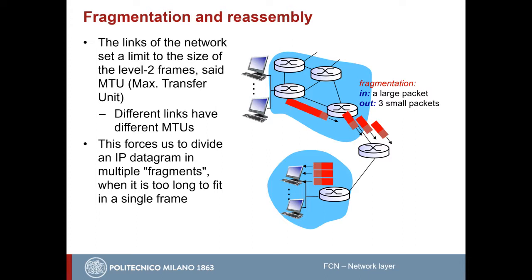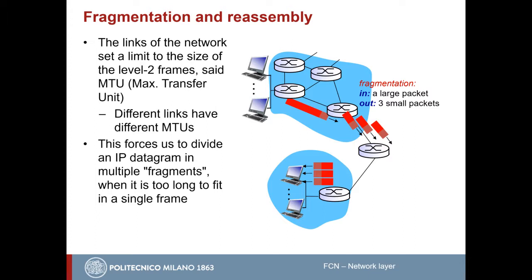So if there is a limitation due to the layer 2 protocol adopted on a certain link, which limits the length of the payload of the layer 2 frames to an extent that is not sufficient to carry the entire original packet, then the packet must be fragmented. Otherwise, it will never be able to go through that link. And this is an operation that is supported by the IP protocol, so at layer 3.